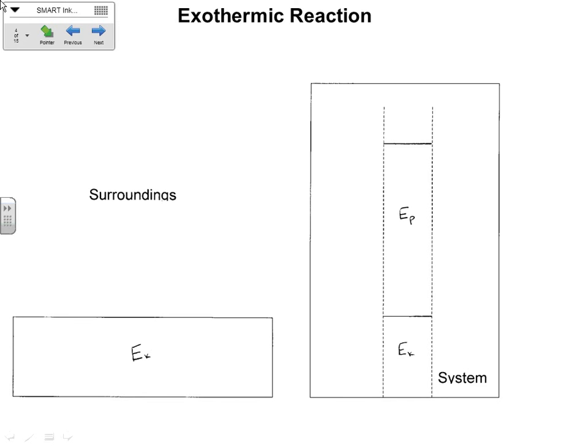So what does this picture consist of? This is much like that little lesson I had you watch yesterday. It talks about the surroundings as if it's got a certain account, and it talks about the system, and it has a kinetic energy account and a potential energy account. The kinetic energy are the particles moving, and the potential energy is the energy stored in the bonds.